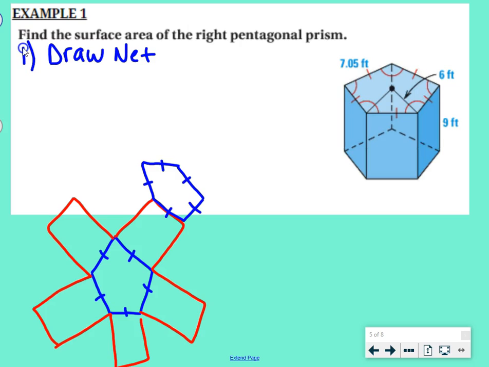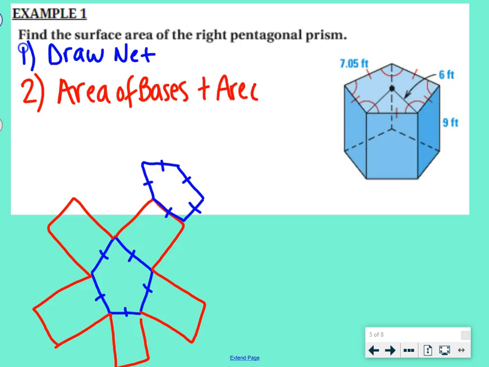So there's our net. We need to find the area of all of these faces and then add them together. So it breaks into 2 basic pieces. You have the area of the bases plus the area of the faces. So the faces would be the rectangles and the bases would be the pentagons. So let's just start with finding the area of the bases.